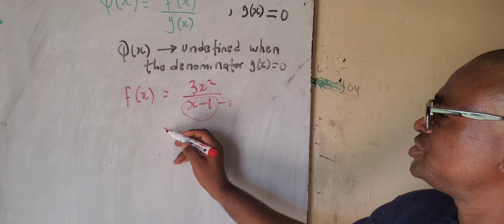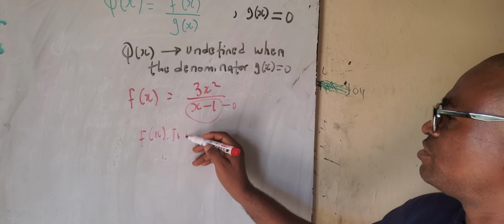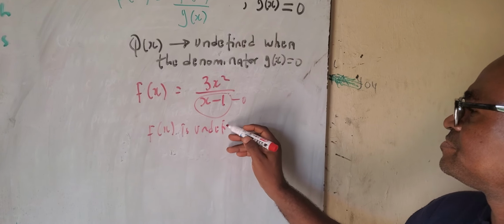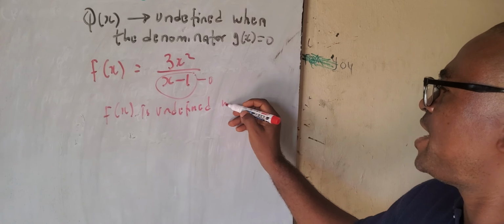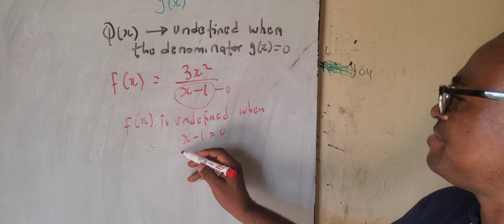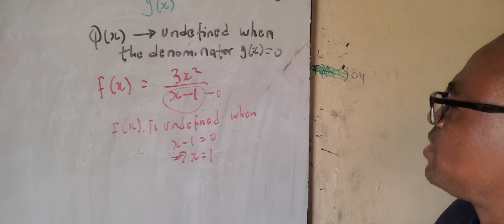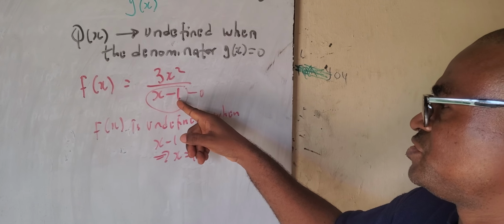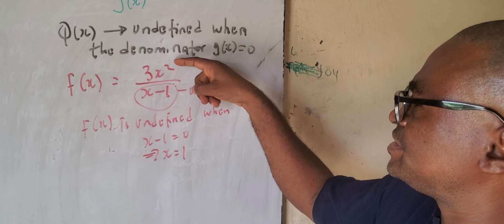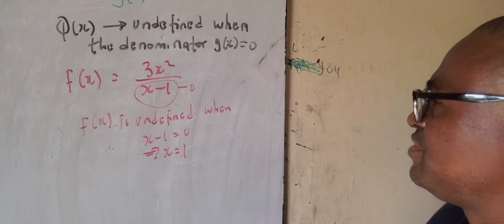So in that situation, we say f of x is undefined when the denominator x minus 1 is equal to 0. That means it will be undefined when the value of x is equal to 1. So if you put 1 here, 1 minus 1, that will give you 0. In mathematics, anything divided by 0 becomes undefined. So that's the idea of undefined.